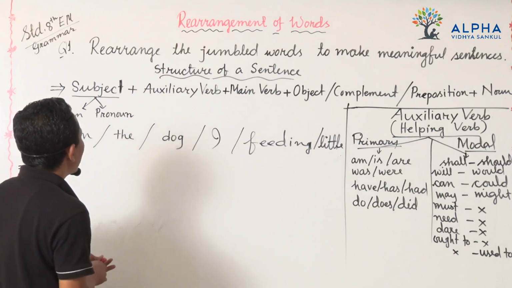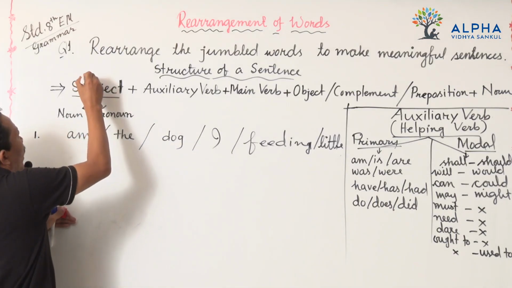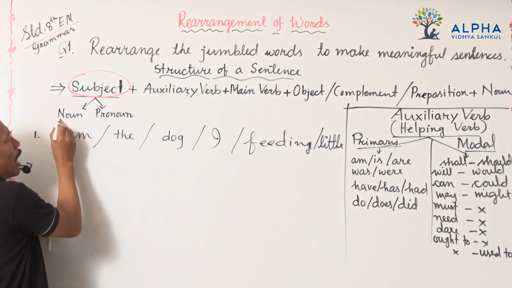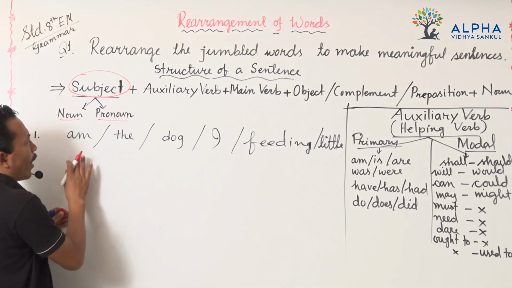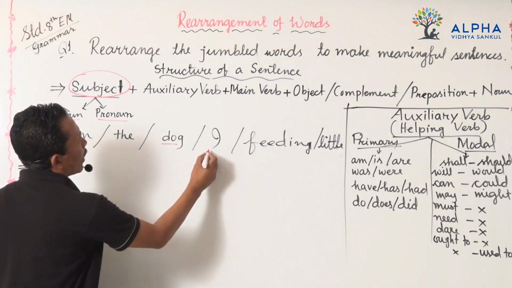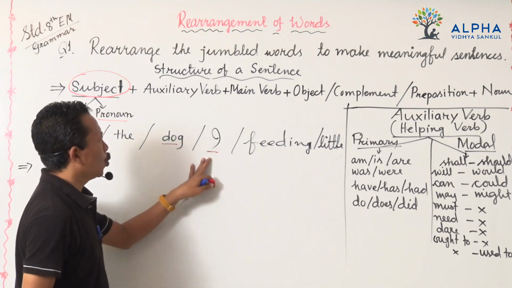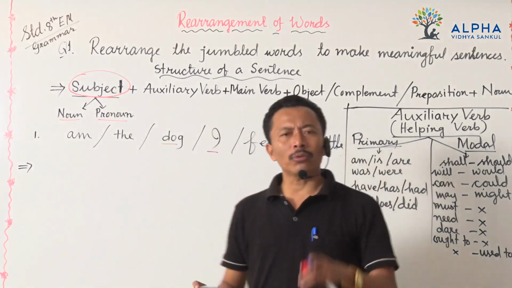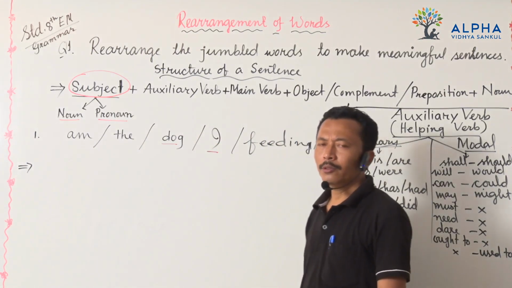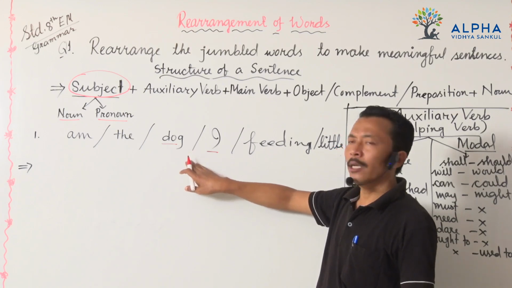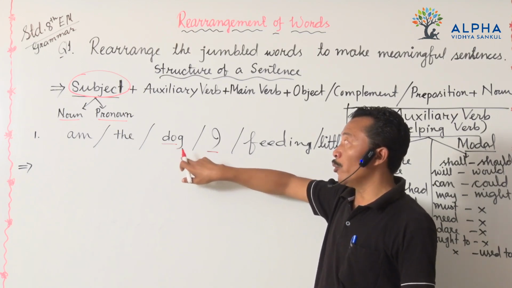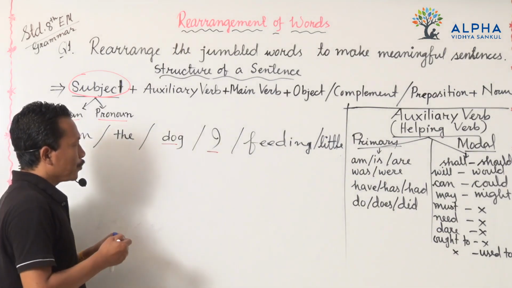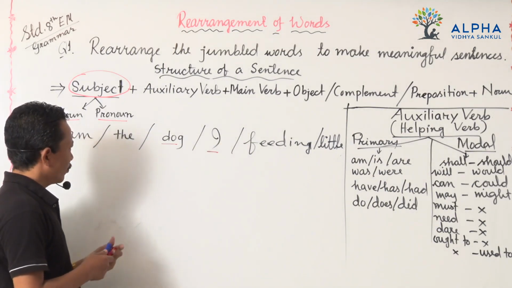We need to find out the subject. The subject should be a noun or pronoun. Then we have to find the noun: I, and these two. But in a sentence the subject will be only one. You see, subject should be one, but here we have two. Then in between these two we will find which one is the right one.